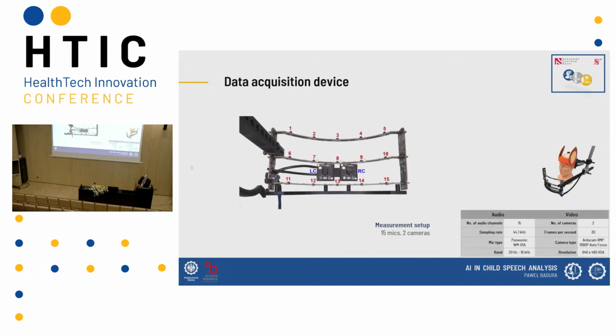If you look from the inside at the data acquisition device, you can see 3 arches with a total of 15 microphones. They are pointed out with those red numbers, and in the most recent version of the device, we also had 2 cameras. The 2 cameras allow us to capture the video stream from 2 angles and enable some basic stereoscopic analysis. Nothing really impressive.